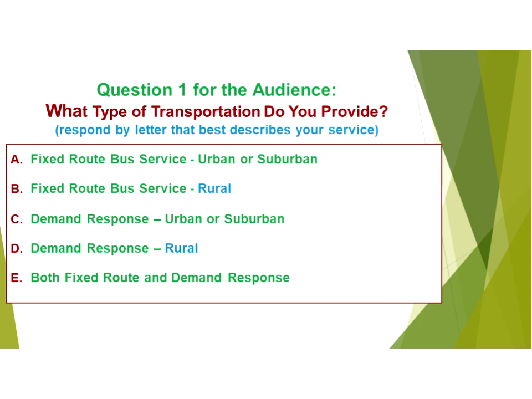Yes. That's correct. There's a polling feature participant box. So within the participant box, you'll see a little drop-down menu that currently has a lowercase a in it. If you click on that, you'll be able to select which one corresponds to the type of transit you provide. So again, A is fixed route, urban and suburban. B is fixed route, rural. C is demand response, urban or suburban. D is demand response, rural. And E is both fixed route and demand response.